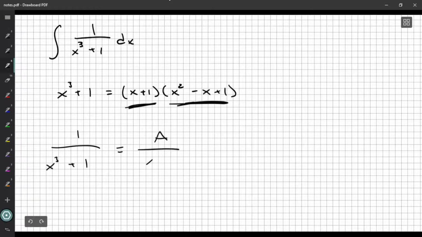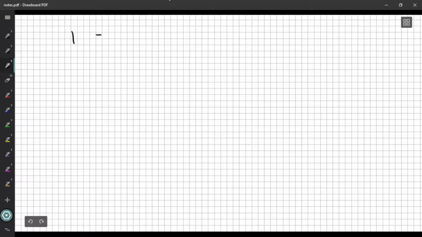Okay. A over x plus 1, and then because we've got an irreducible quadratic here, we introduce bx plus c. Okay, so before we can continue on with our integration, we need to find a, b, and c. We're going to multiply both sides by x cubed plus 1. And we can see that we can get rid of the b by using x equals -1 here.